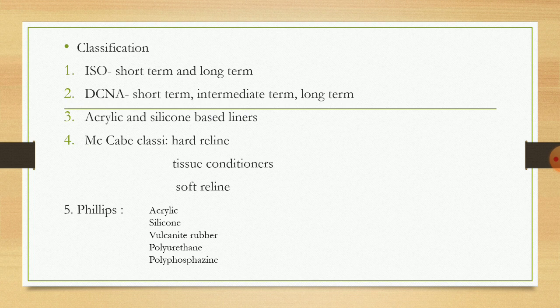Third is acrylic and silicone based liners. This is a very basic classification. And then again these are further classified as heat cure and self cure type of liners. Then next is McCabe classification. They have classified as hard reline, tissue conditioners, and soft reline. Whereas according to Phillips, it has been classified according to the materials like acrylic liners, silicone liners, vulcanite rubber, polyurethane, and polyphosphazine.